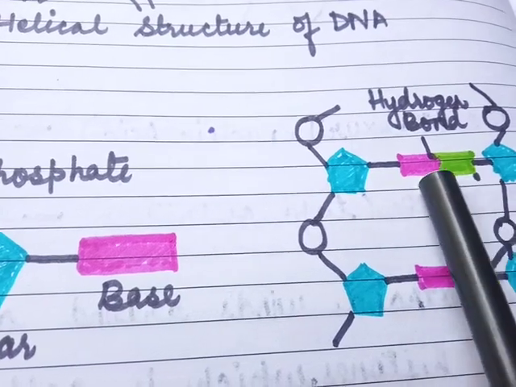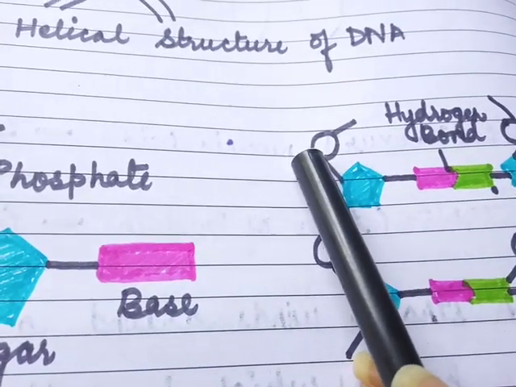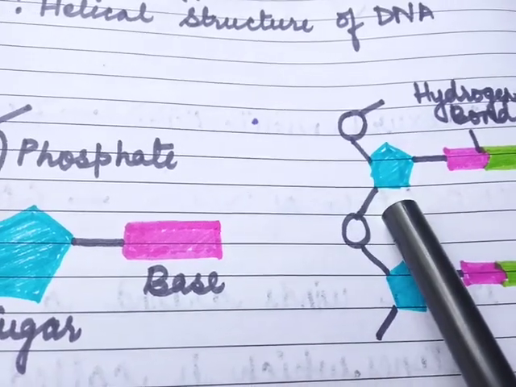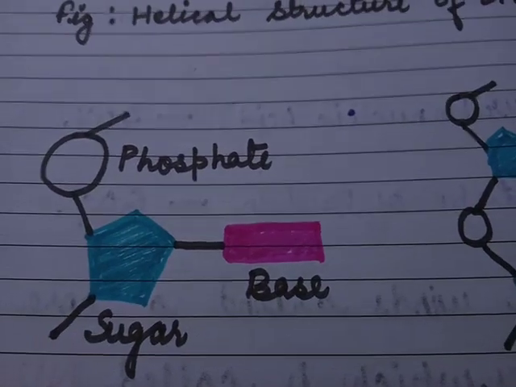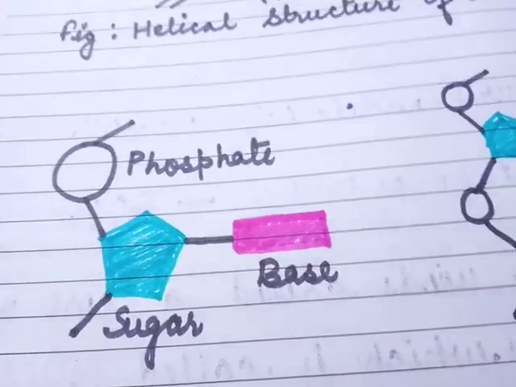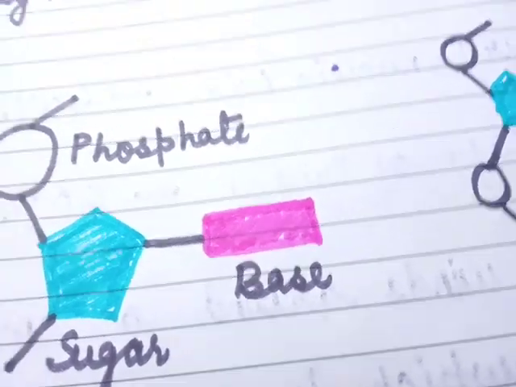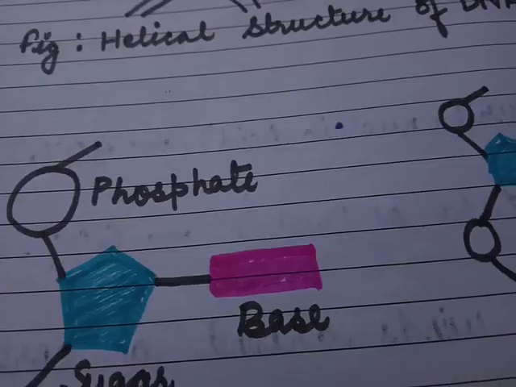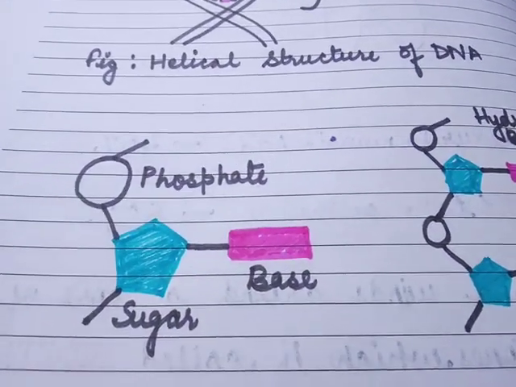You can see 2 bonds. These are the hydrogen bonds. This is the phosphate, this is the sugar, and this is the base. So typically this is the structure of one nucleotide. It consists of 3 components. Formation of new DNA is not in your syllabus, so we are not discussing it.